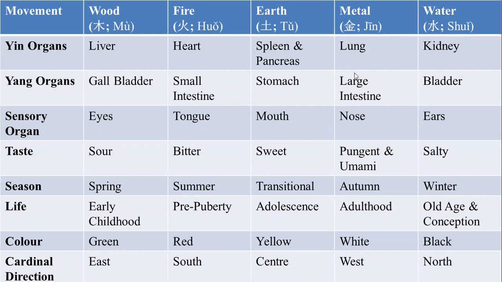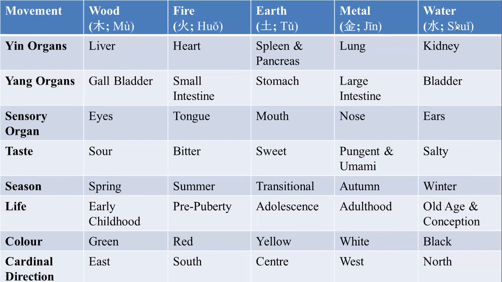With metal, the yin organ is the lungs, the yang organ is the large intestine, the sensory organ is the nose, so the concept of smelling. The taste is pungent or umami flavor. So it tends to be very strong flavors, like stinky tofu is a pungent food, for example. The season is autumn. I'll talk about why that is in a moment. And therefore, in life, it's adulthood, this idea of reflecting back on life. The color is white, and then the cardinal direction is west.